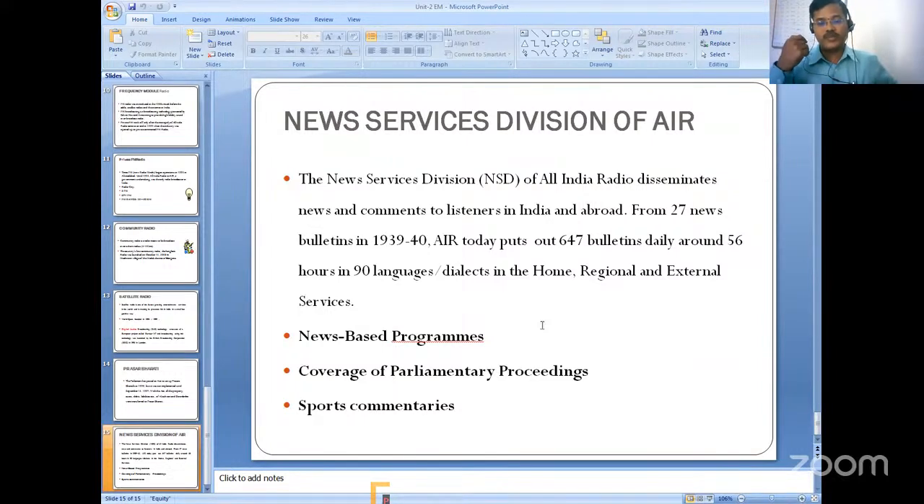There are news-based programs, not confined to one news bulletin. They are producing news features, news documentaries, and also coverage of parliamentary proceedings. While the parliamentary session is continuing in the Lok Sabha and Rajya Sabha, the coverage comes on the radio channel. And sometimes we see sports commentaries like cricket and also hockey, the major sports. The coverage of sports commentaries is also broadcast on radio by the News Service Division of All India Radio.